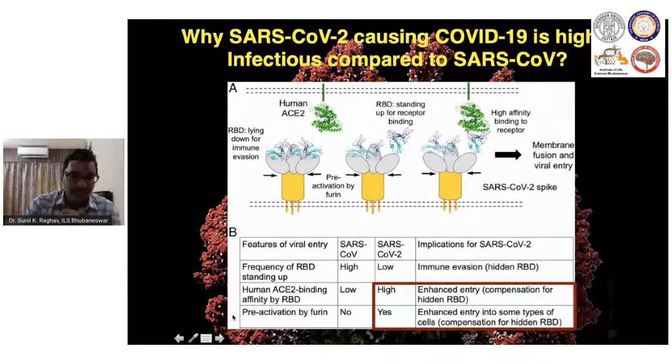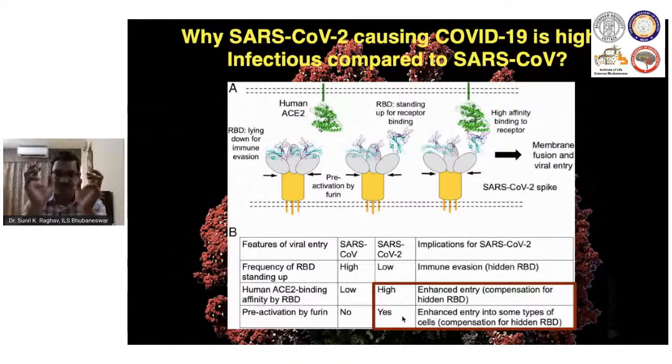And there is a pre-activation by this furin or TMPRSS2 protease. Maybe you have heard that there is an ACE2 receptor, and there is a TMPRSS2 protease present on the membrane of the host cell, and that cleaves that hinge region, leading to activation of this receptor binding domain. So these two things led to the adaptation of SARS-CoV-2 for more infectivity as compared to SARS-CoV.